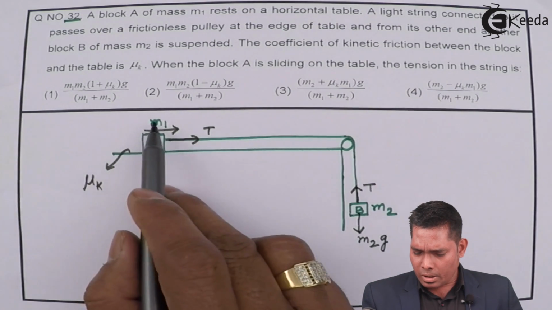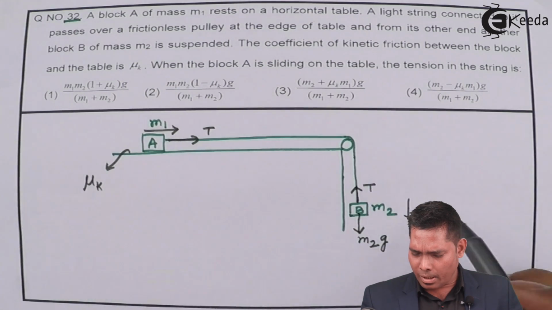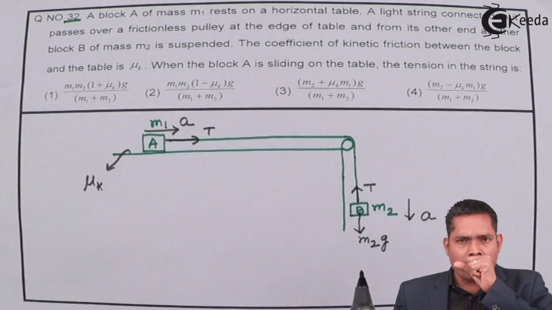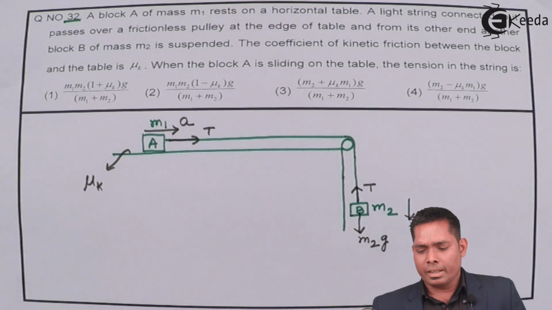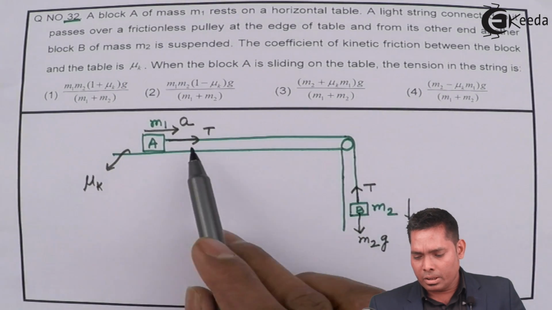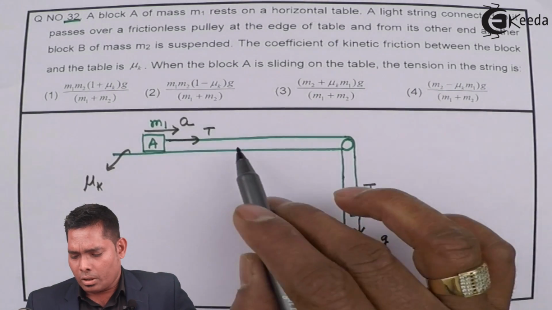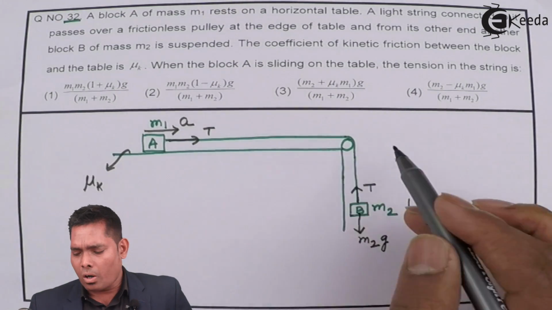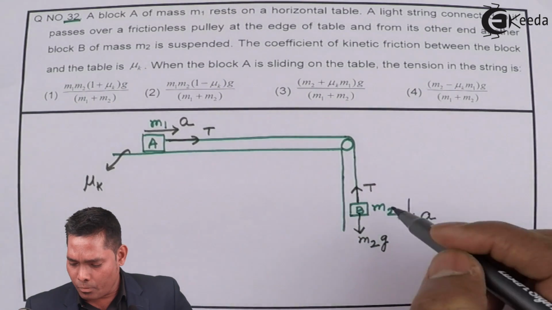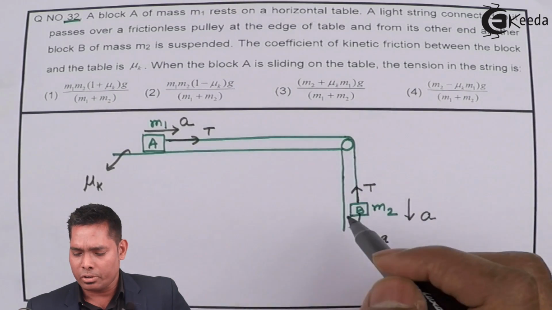So this has to go down. Suppose that the acceleration of this block is A and acceleration of this block is A, because they are connected. Because the string is inextensible, and therefore for the string to be taut, the acceleration of both the blocks will be same. If this moves by acceleration A, this has to move by acceleration A.